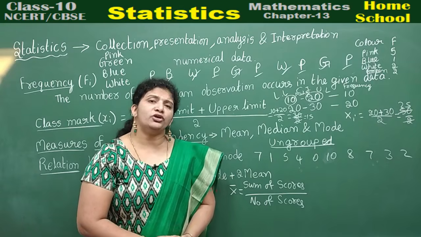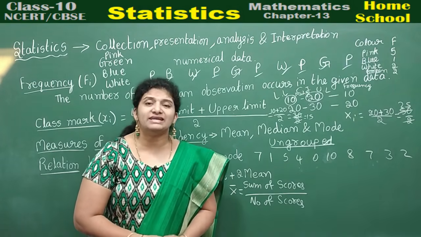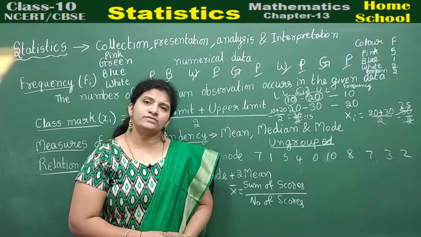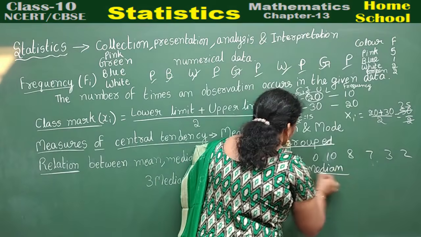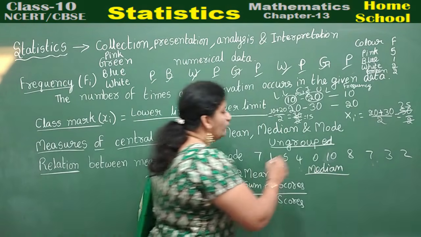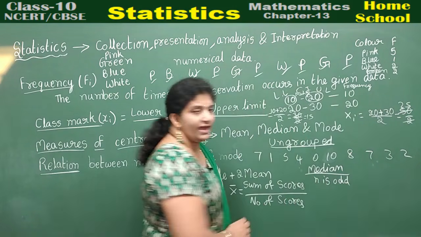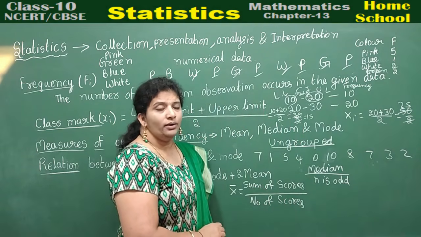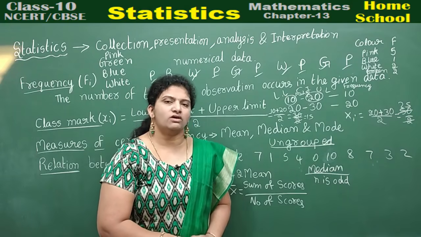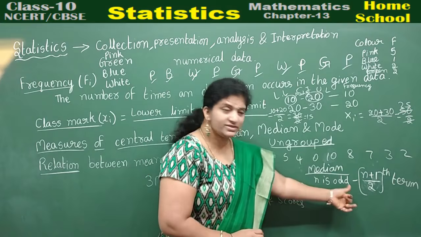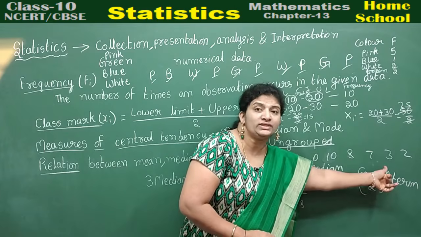Then median. How are we going to calculate median for ungrouped data? First, arrange the given data in ascending order. Then count the number of scores. If n is odd, what can we do? Take the middle score. Arrange the data in order, and the middlemost score is called the median. If your n is odd, arrange the data in ascending order, and take the (n plus 1) by 2th term.